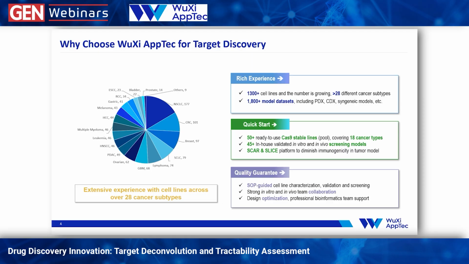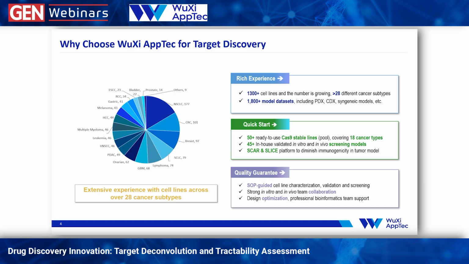We also have more than 50 ready-to-use Cas9 stable cell lines, so that we can directly use these cell lines to do gene manipulation experiments. And this number keeps growing. We are not only focusing on in vitro screenings, we are also focusing on in vivo screenings. So we have more than 45 different in vitro and in vivo models that are ready to use, including a lot of really good models in mice.